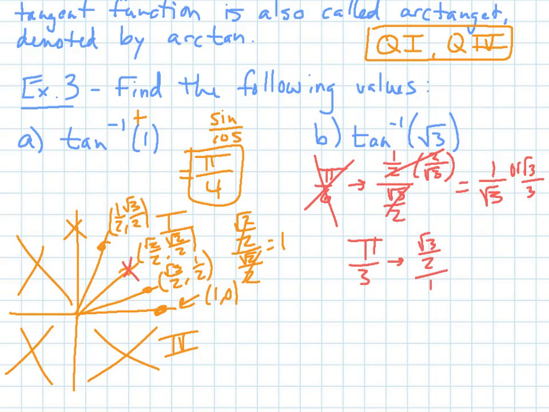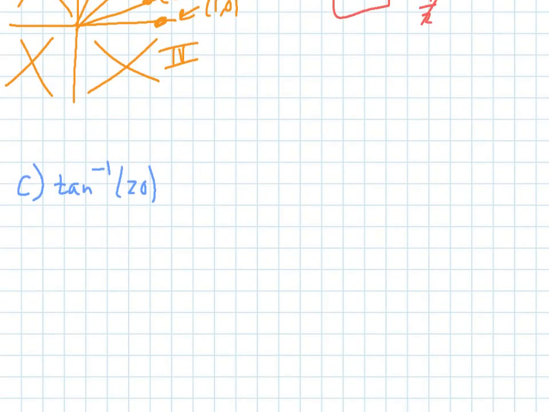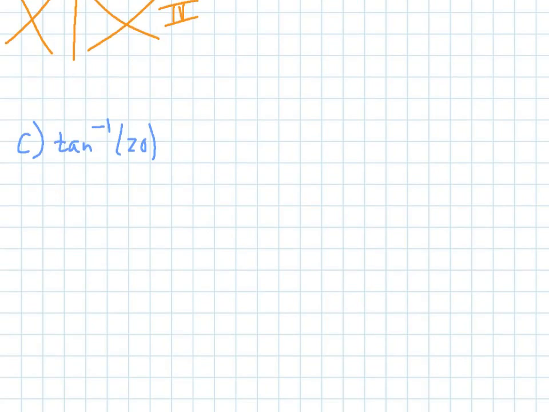you would get square root of 3 over 2 over 1/2, multiply by the reciprocal. The 2's cancel out, you're left with square root of 3. So it must be pi over 3 for tangent. Okay? Then here, now I have the inverse tangent of 20.